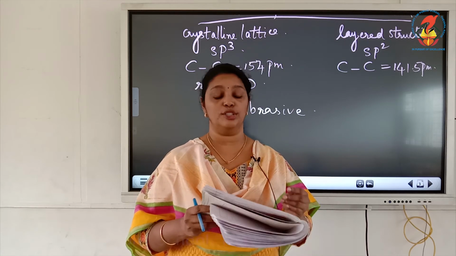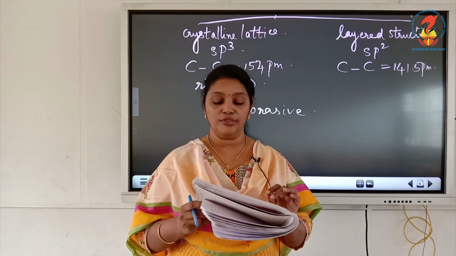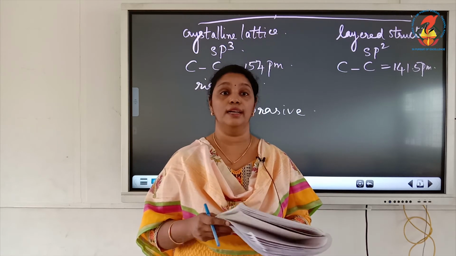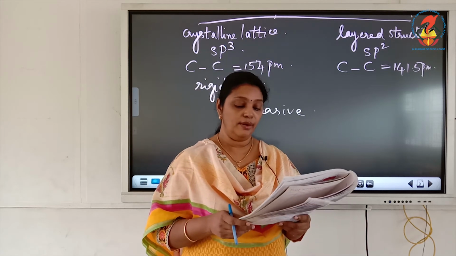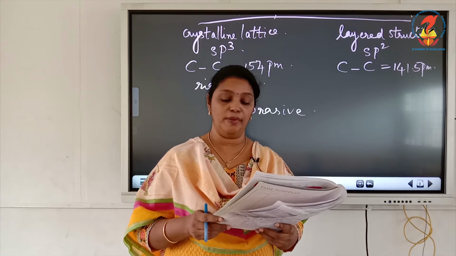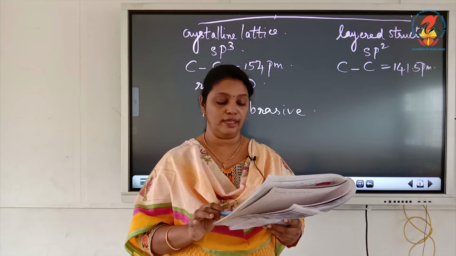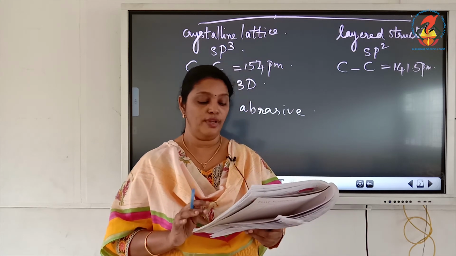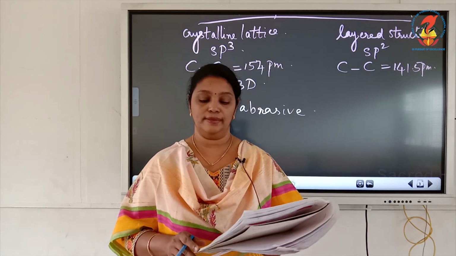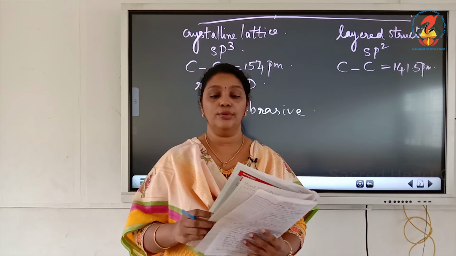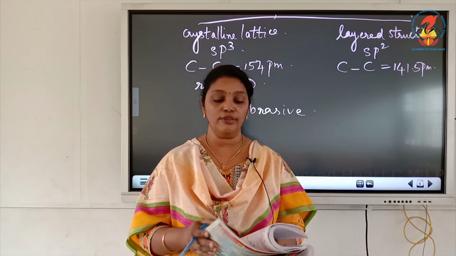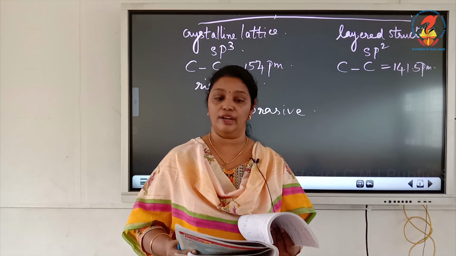So, the 4th electron is free. The presence of this free and mobile electron makes it a good conductor. Now, next question: graphite is used for making electrodes in dry cell because graphite is a good conductor of electricity due to the presence of free electrons. So, these are the questions based on the properties of diamond and graphite.